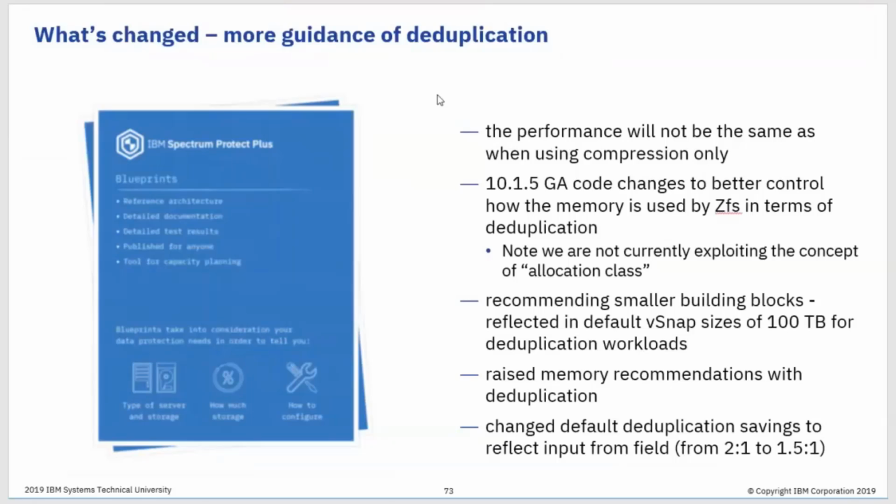We've raised the memory recommendations. We're going to look at those in detail. And again, based on field feedback and deduplication we're seeing in the field, we've changed the default ratio from 2 to 1 to 1.5 to 1.